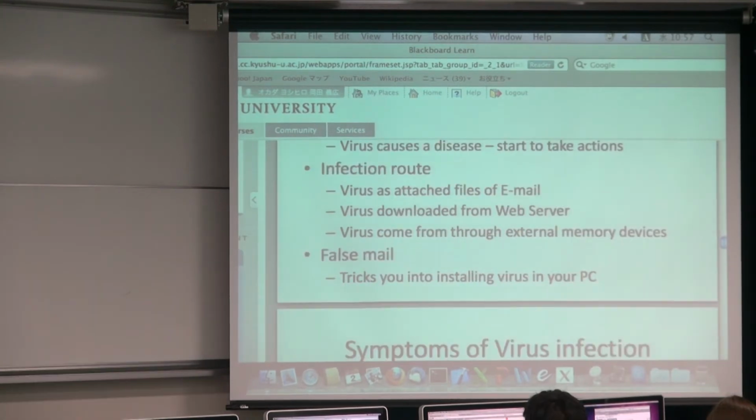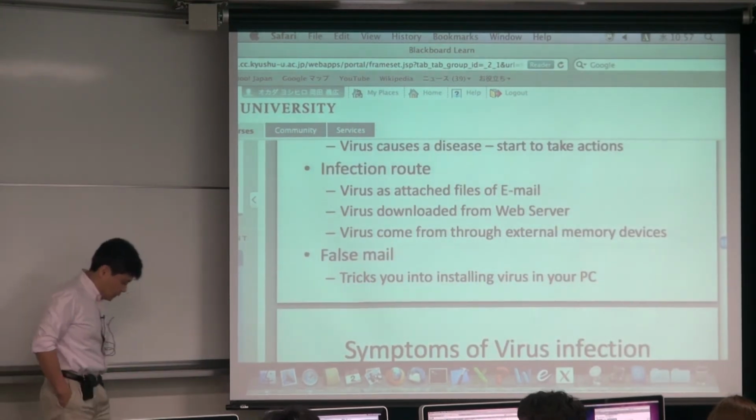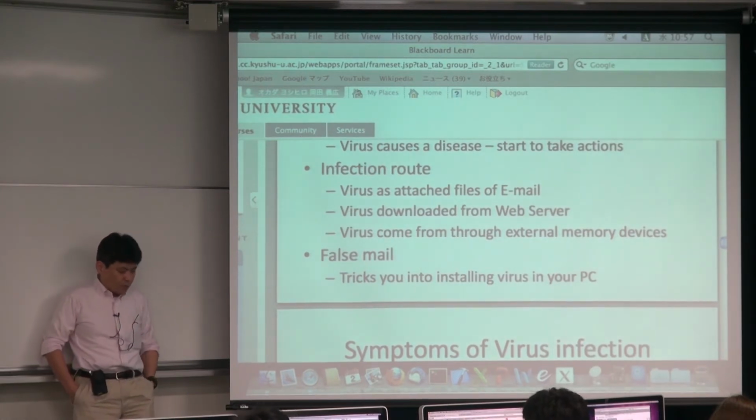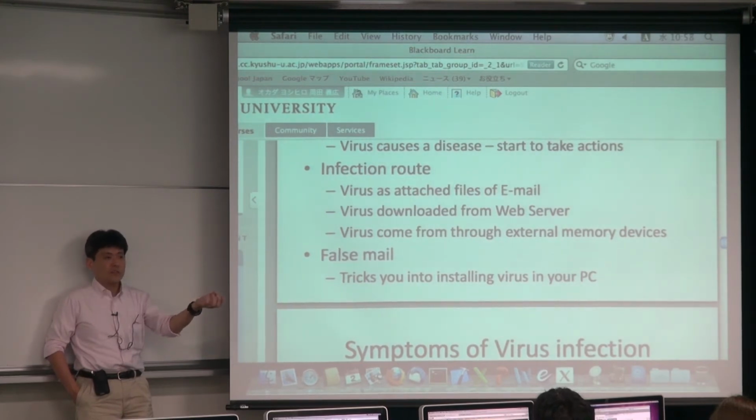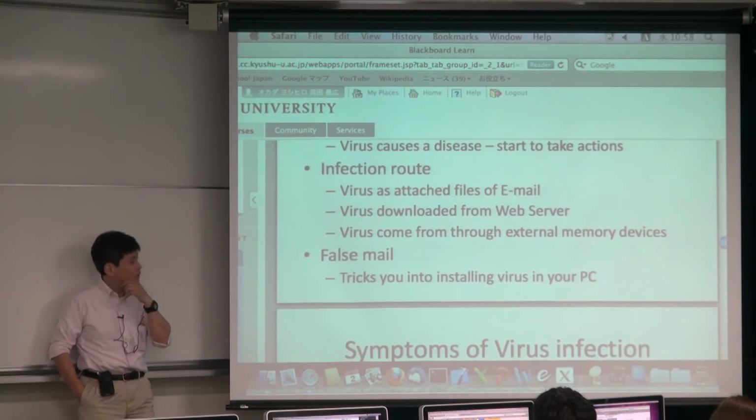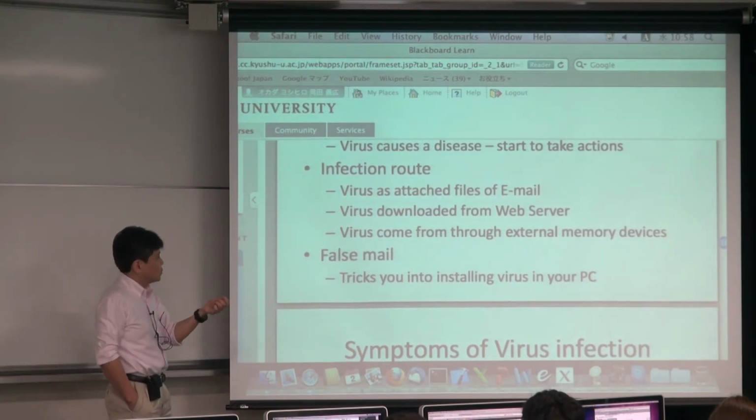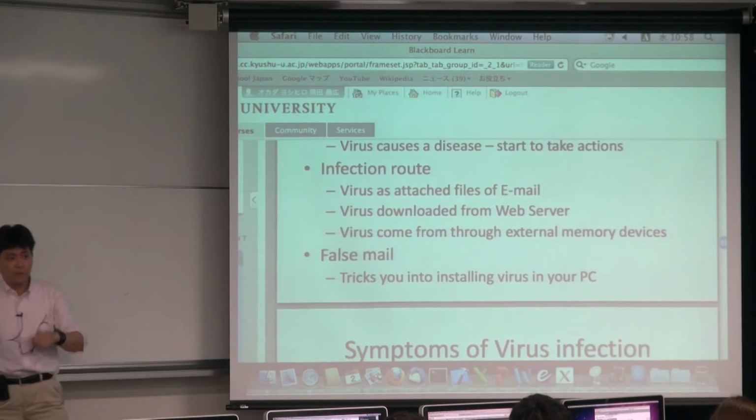For example, once you use a USB memory to get some software, unfortunately such software may include a virus. Once such software is stored in your USB memory, and after that you use such a file by attaching the USB memory to your PC, your PC will be infected by such a virus.